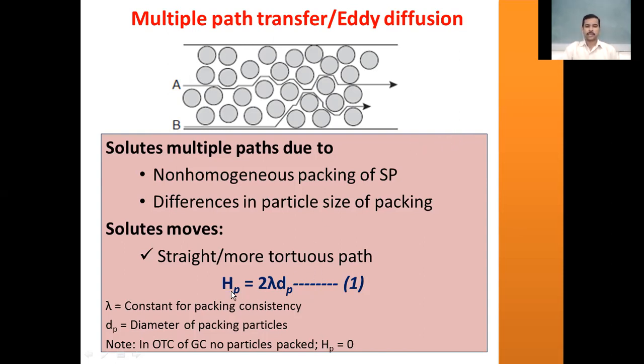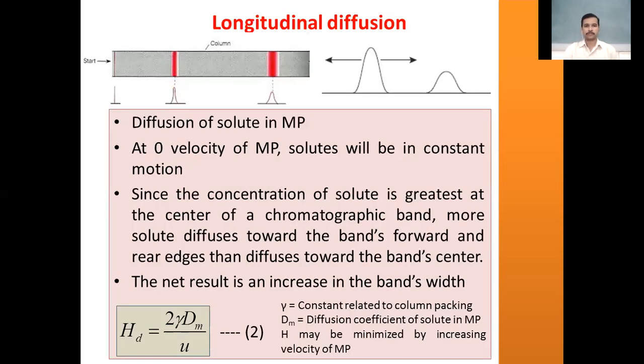Usually we can say the height of the theoretical plate is increased due to band spreading. The increase due to multiple path transfer of the solute, or eddy diffusion, is written as Hp = 2 λ dp. Let me call this equation number 1.